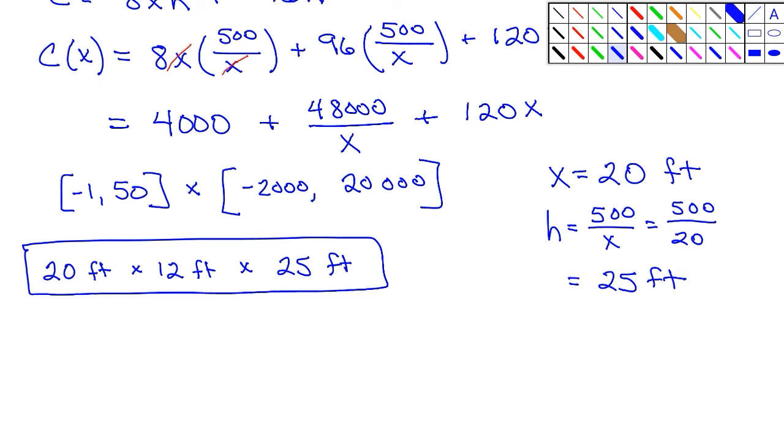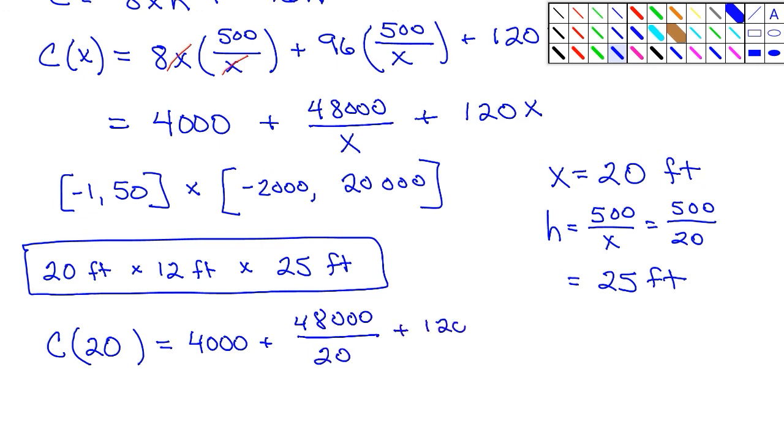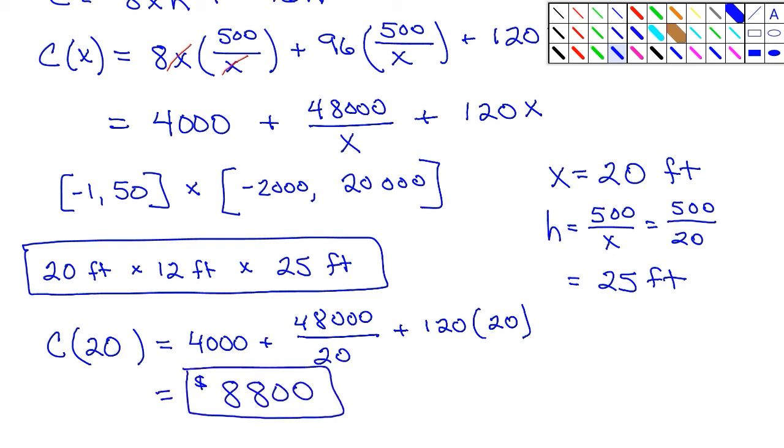And finally, we need to find the minimum cost. So I'm going to use C of 20 and plug this into the function. The x value that we found and we're working with was 20. So we plug that in, and we get 4,000 plus 48,000 divided by 20 plus 120 times 20, and that's equal to $8,800. And also, you could have seen the y value when we found the minimum should have been 8,800 as well.